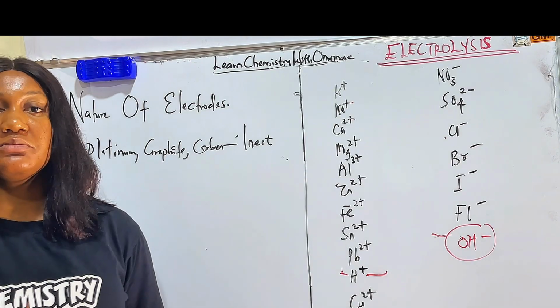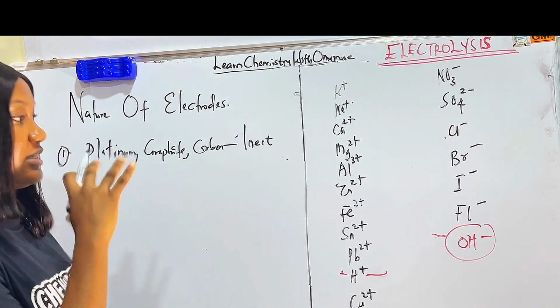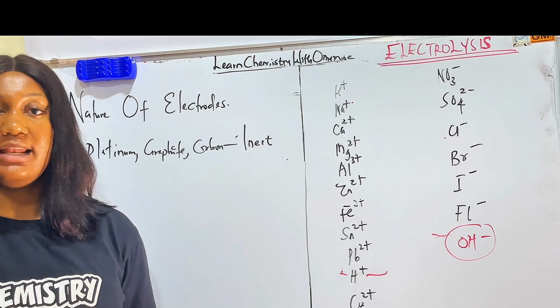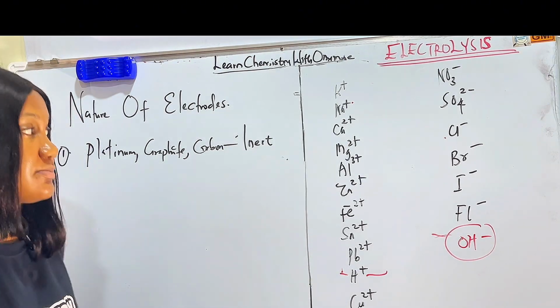So when you see the question, platinum electrode, graphite, or carbon, then the discharge of ions at the electrode would follow the position of ions in the electrochemical series or the concentration of the electrolyte.